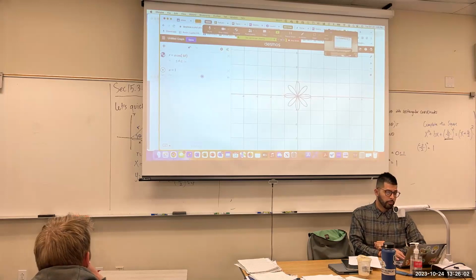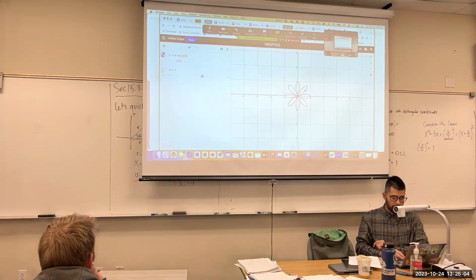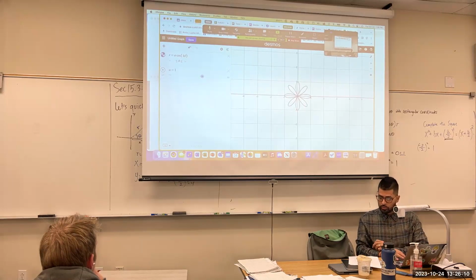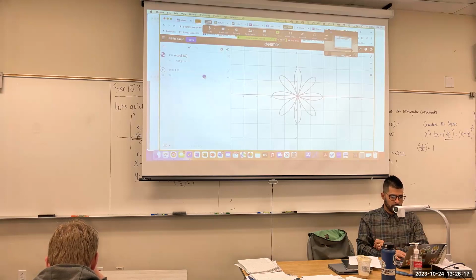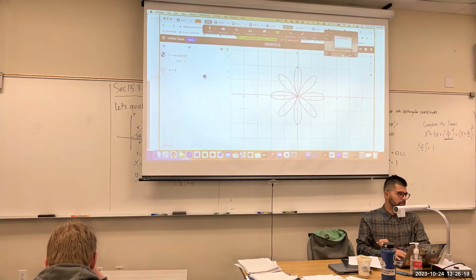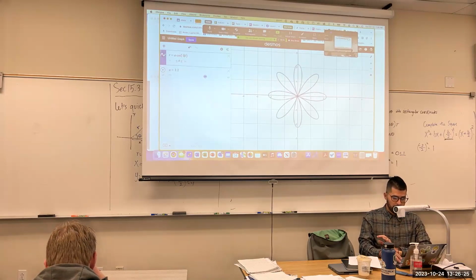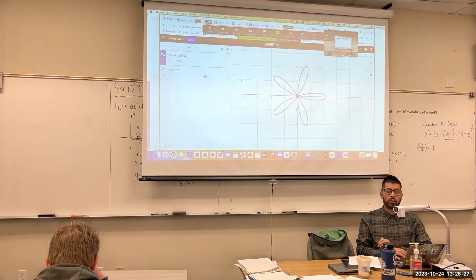Notice that it's like a petal here. How many petals do you have? 1, 2, 3, 4, 5, 6, 7, 8. So it's telling you that if n is even, you have 2n petals. Again, you can just use this handout. I'm not going to stress too much about this stuff and expect you to remember all these facts. But if n is odd, then you just have that same number of petals. Okay?